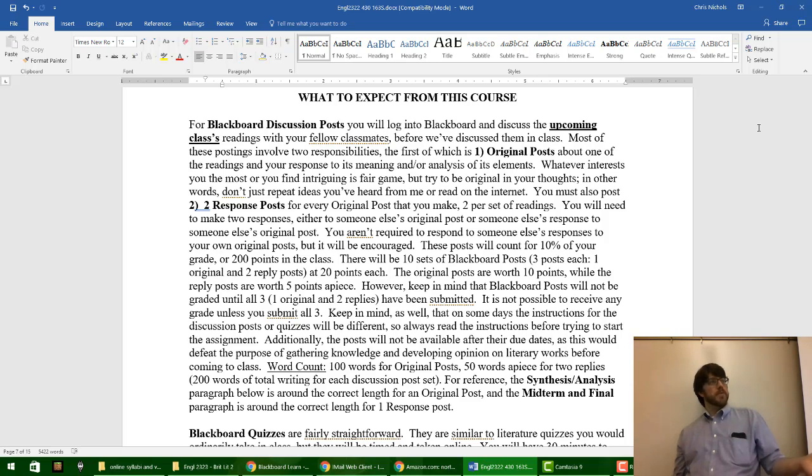Then it'll let you see other people's posts after you've made your original post. So if you're thinking, I'll just log on there and look at what the other people are saying first, then I'll say something, it won't let you do that. You'll have to make an original post first. Then it'll let you see other people's stuff. You'll have to reply to 2 different people and what they're saying. So give your thoughts on what they've said.